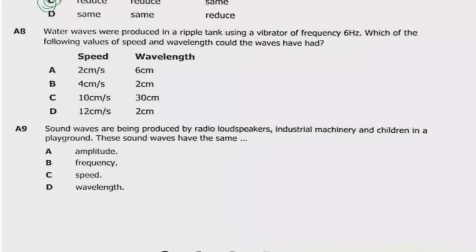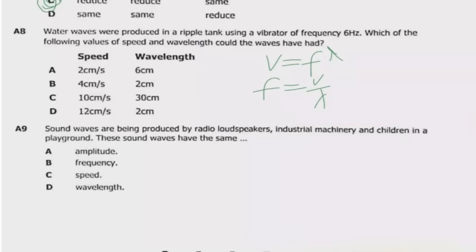For us to find the correct answer for this question, we need to come up with an expression that will help us. The common expression that we can use is velocity, the speed of the wave, is equal to frequency times wavelength. So when you make f the subject of the formula, we're going to say f is equal to velocity over wavelength.